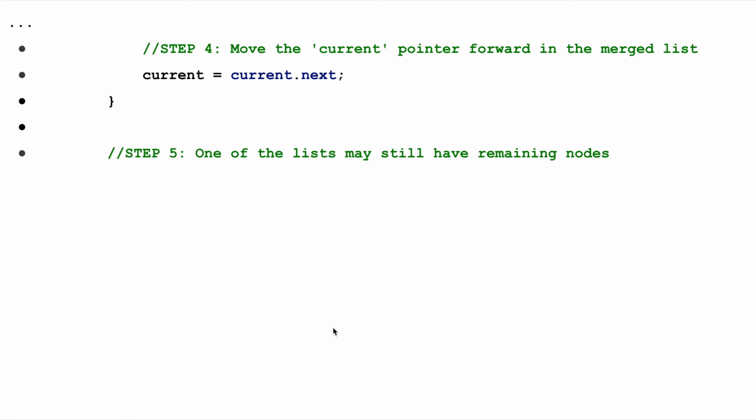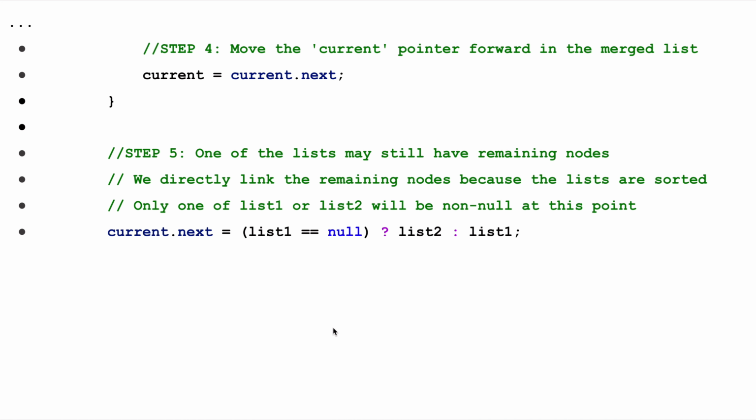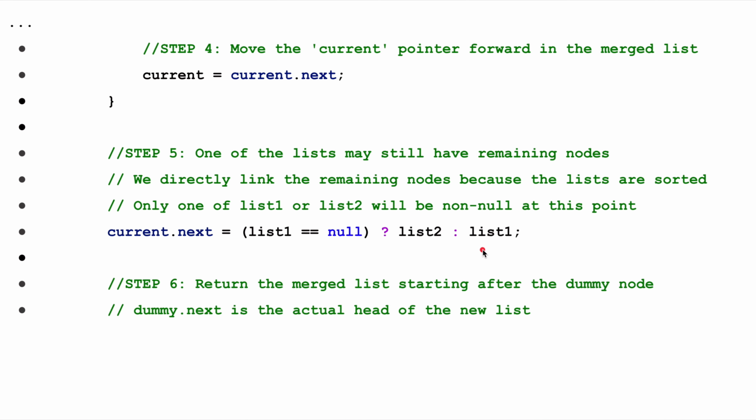After that, one of the lists may still have remaining nodes. So let's suppose list 1 has one node, but list 2 has 3 nodes, then what will we do? The next 2 nodes will be left. Then all those nodes, if they are not null, right? We will directly assign current dot next equal to list 2 if list 1 is null. Otherwise, it will be list 1. Okay. So in this way, we will return the merged list, starting after the dummy node. Like we will return dummy dot next, right? I hope you understand, guys, right?